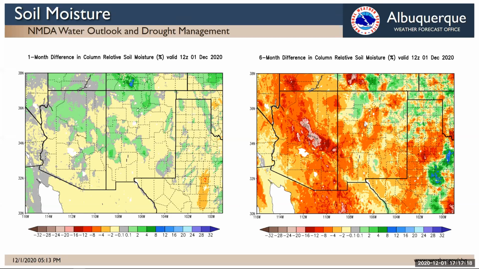there of soil moisture, mainly from these weak snow systems. The best you actually see is in the Sangre de Cristos, up by Angel Fire, that area there where we had a pretty good snow event. But you see there's an increase in soil moisture there, but most of the state starts to lose it.